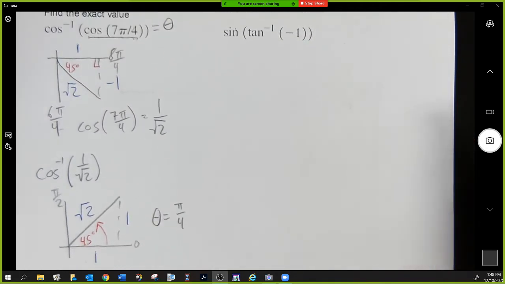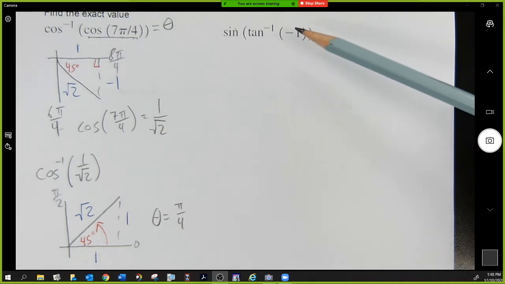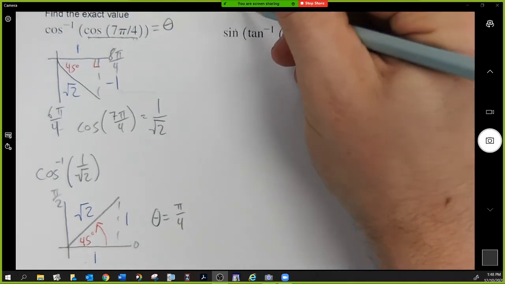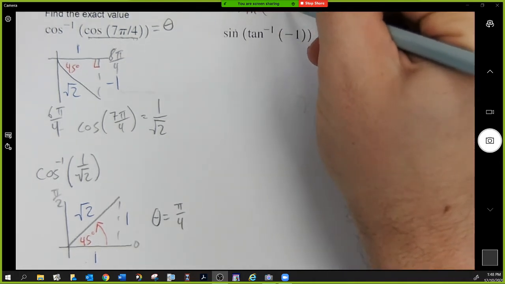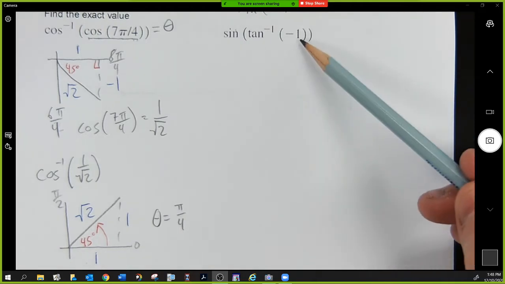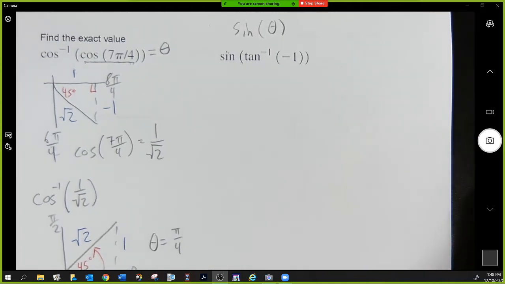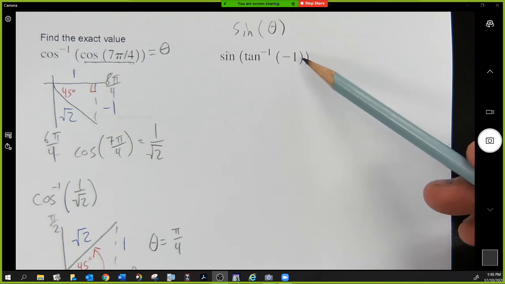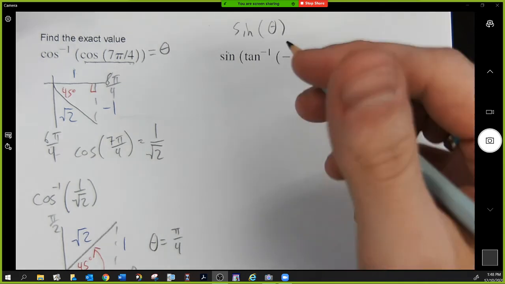All right. Sine of tangent inverse of -1. Ooh, this one's different. This one has trig inverse on the inside, right? That means this says sine of theta. So this tangent inverse of -1 is going to give me some angle, and then I'm going to evaluate sine at that angle. So we're going to talk tangent inverse first. Tangent inverse can only give me outputs in quadrant 1 and -1. The fact that it's negative tells you must be in quadrant -1.